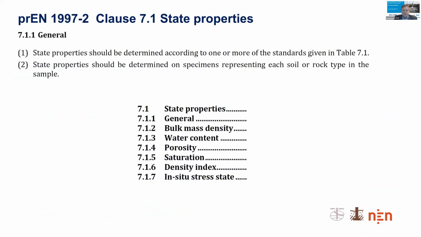So let's start with clause 7, that we can say deals with the basic properties of soils. As Hakan was saying, the new organization of Eurocode 7 Part 2 is basically driven by parameters, by properties and parameters of the ground, and is taught to provide the tools, provide guidance on population of a ground model with the parameters that we need for design. So clause 7 deals with the basic properties of soils, starting with state properties, and here you can see the general table of contents of clause 7.1, state properties, that deals with bulk mass density, water content, porosity, saturation, density index, and in situ stress state.